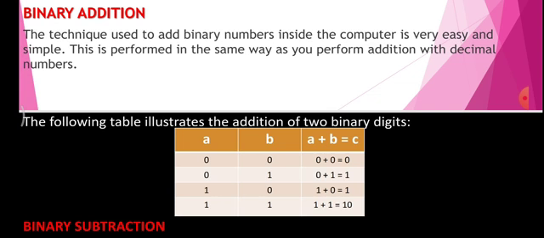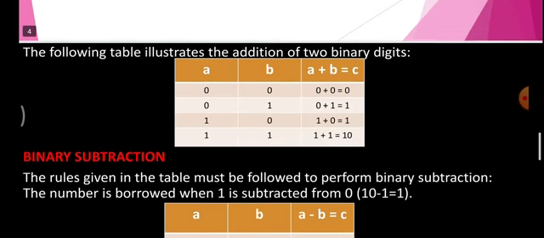A plus B equals C means number of A plus number of B. So 0 plus 0 equals 0, 0 plus 1 equals 1, 1 plus 0 equals 1 and 1 plus 1 equals 10. Note, students, in the binary addition 1 plus 1 equals 10, but in decimal number system you have seen that 1 plus 1 equals 2. But in binary addition 1 plus 1 equals 10.